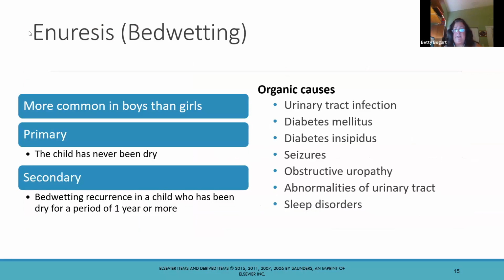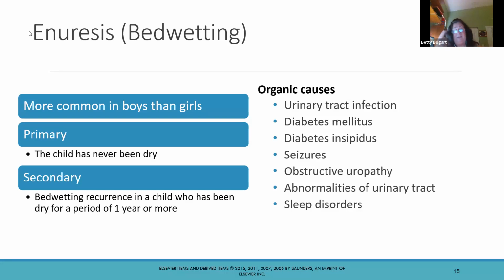So enuresis, another name for bedwetting. Well, it's more common in boys than girls. And there are different types of bedwetting. Primary is they wet all the time. They've never been dry overnight. And then you have what we call secondary. Now, this kid has been in a bed, hasn't wet for 6, 8 months, a year, or whatever, and all of a sudden they wet their bed. Well, that secondary, if it continues, we know there could be something else going on.